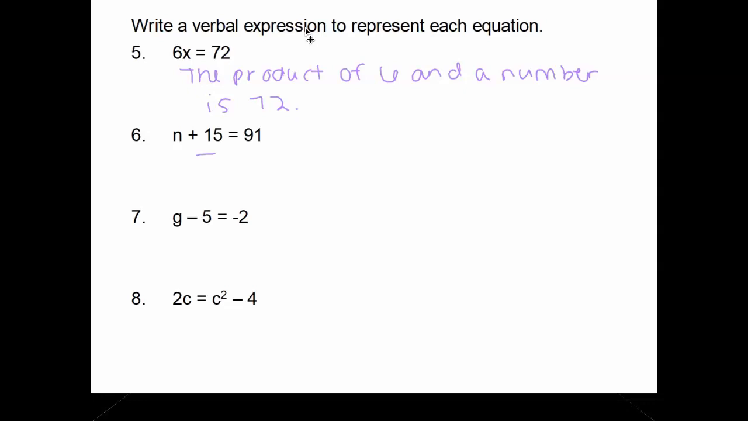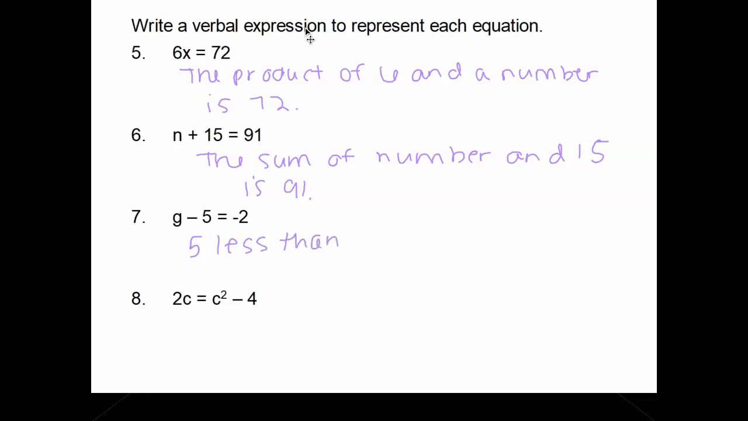In 6, I would say the sum of a number and 15 is 91. Maybe here you say 5 less than, and again, there's a bunch of different ones. If you're not sure if yours is good, ask.